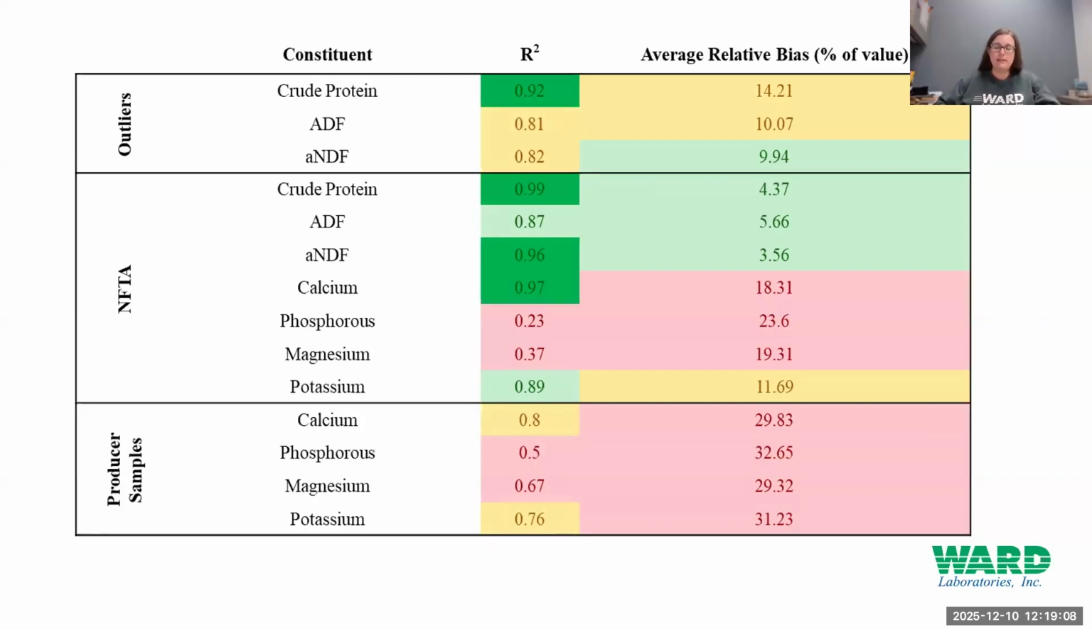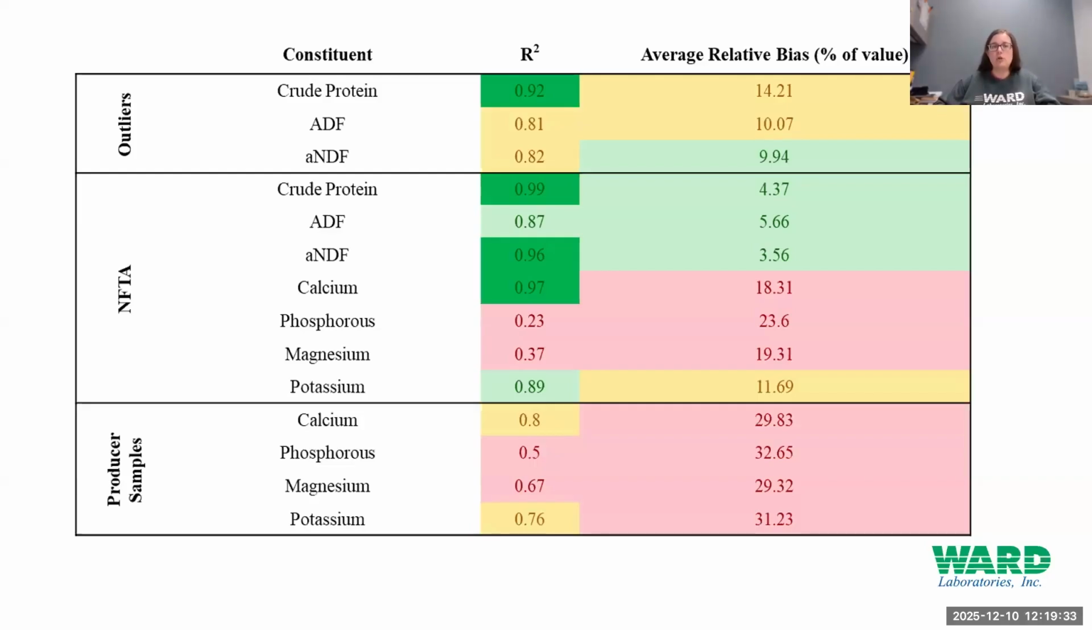Then when we look at our NFTA samples, so if you're not familiar, National Forage Testing Association, that's our certification group that we are a part of, and we submit samples every year and compare to other lab results. And we're certified in NIR and wet chemistry now. So you can see those are normal samples. So they should be falling in line.